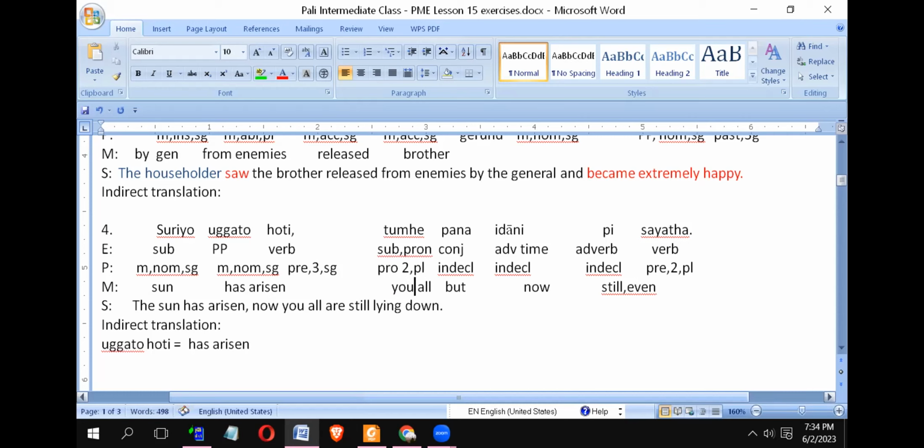Now if I ask you, what is the root for this sayata? Can you still remember? The root is SI. Good. SI is strengthened from E to AY, plus the ta. Good. First conjugation. So is it difficult to do?